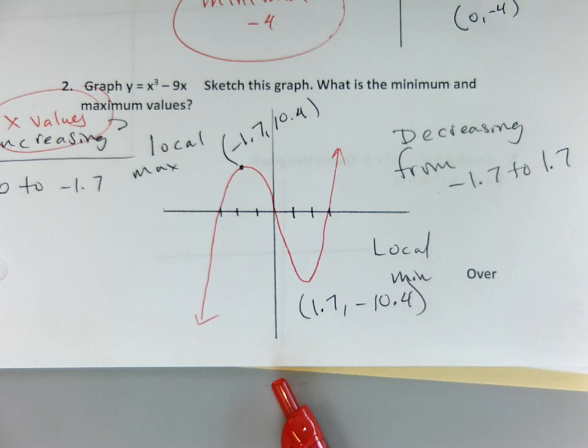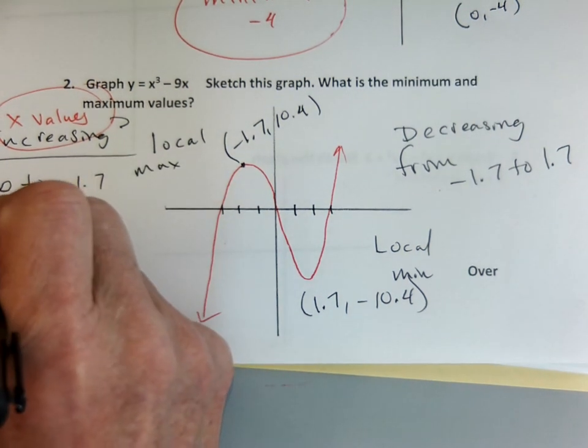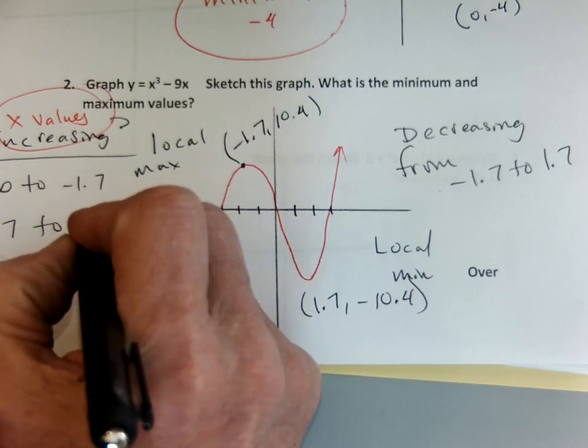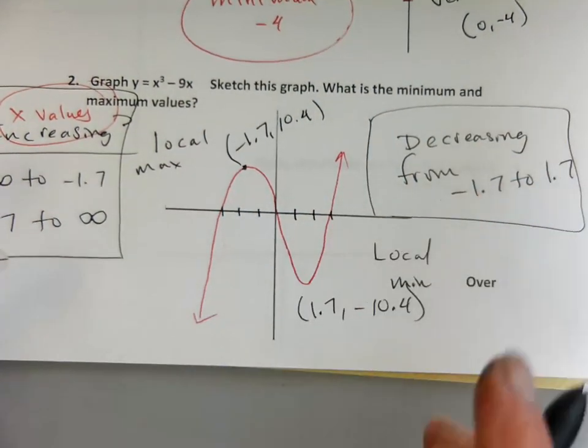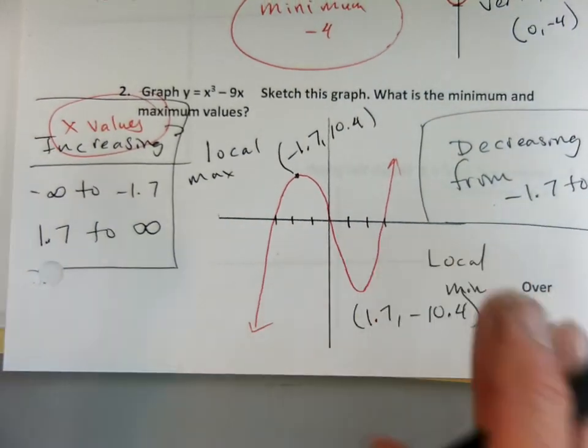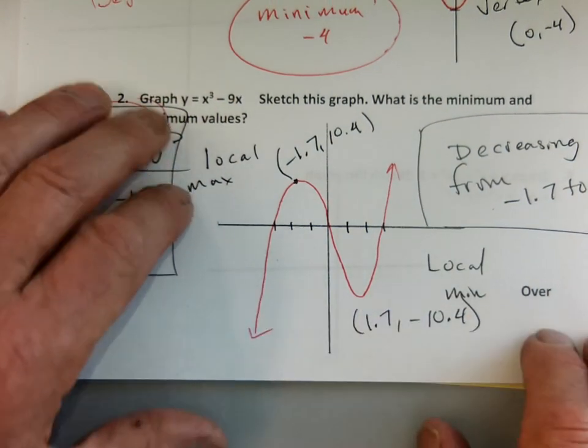Agreed? From here to here, it's going downhill. Negative slope. But it's also then increasing from positive 1.7 to positive infinity. All right, thumbs up. Good. Let's turn the page. I'll wait for you.